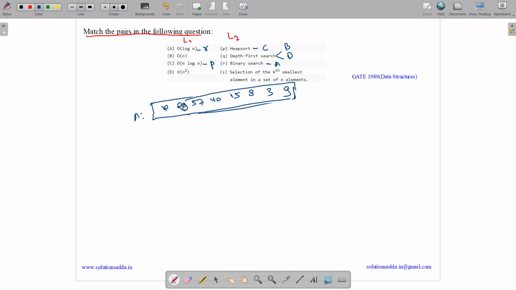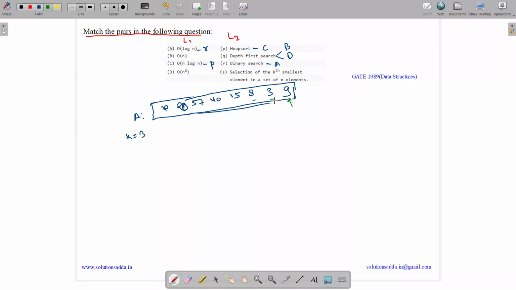So we will be given a value of k. Let us suppose k equals 3, and we need to find the third smallest element. So what's the third smallest element here? The first smallest is 3, the second smallest is 8, the third smallest is 9. So we need to output 9.